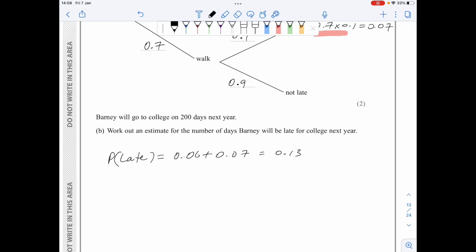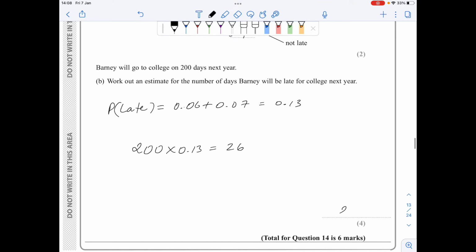And to find the expected number of days he'll be late, I'll multiply 200 by this probability and I will get my estimate.